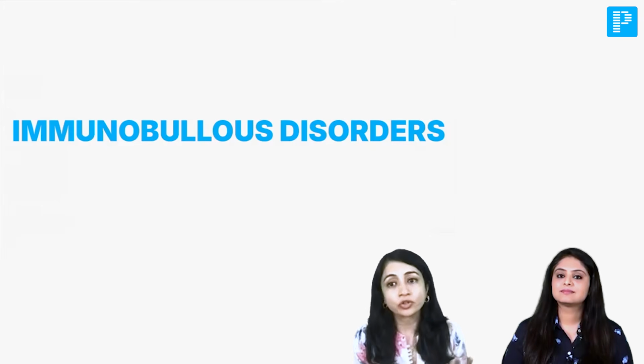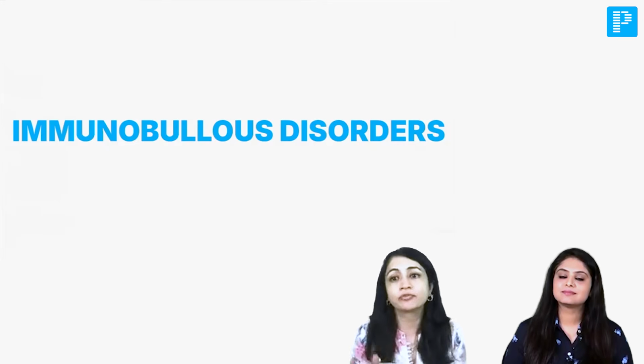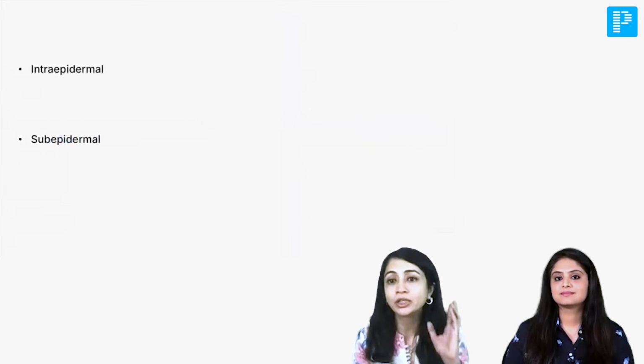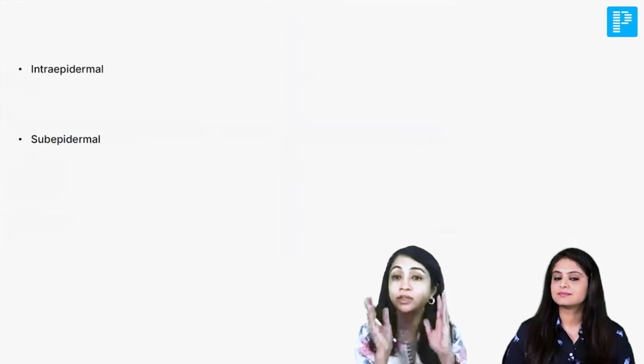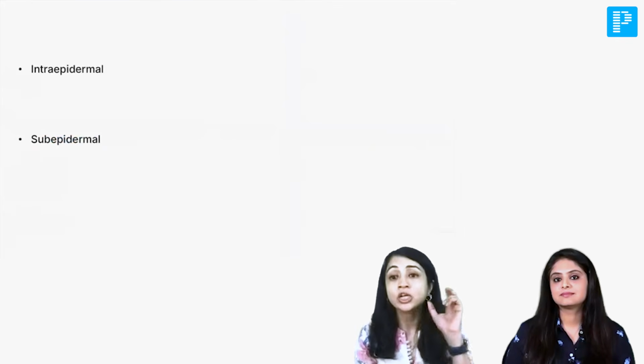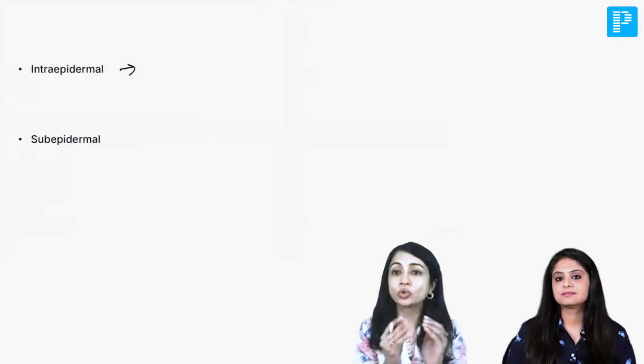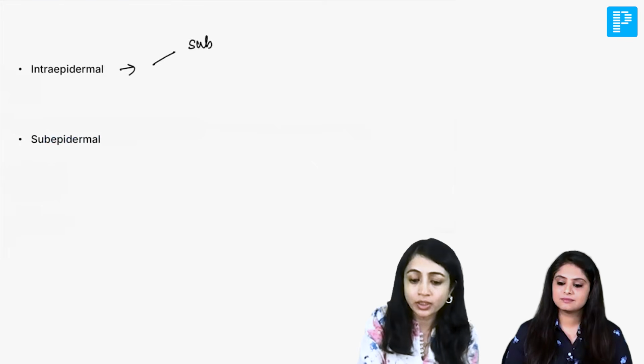The purpose of today's session is to give you quick crisp points which will help you differentiate between different immunobullous disorders. When you look at the question, you have to classify it into two broad categories, whether it is intraepidermal or subepidermal. In an intraepidermal disorder, the target antigen is somewhere in the epidermis, and so the split is also in the epidermis. It would be either a subcorneal split or a suprabasal split.